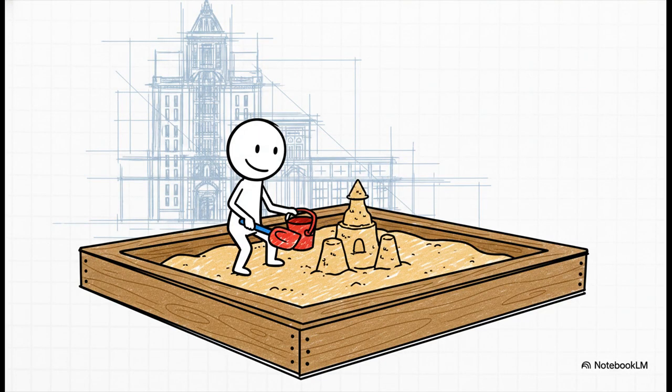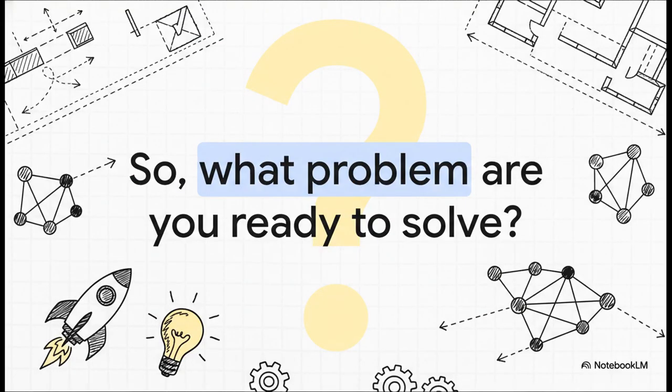So what's the takeaway here? It's simple. The goal is practice, not perfection. Think of this first assignment as your sandbox. It's your chance to play, to get your hands dirty, to learn the process, and yeah, even to make a few mistakes. It's all about building your skills in a low-pressure way before you tackle the big one. So there you have it. You know your blueprint options and your first mission is crystal clear. So really the only question left, the one that kicks this whole thing off, is what problem are you ready to solve?